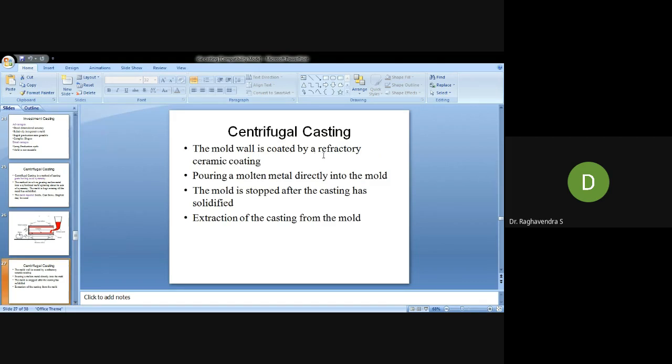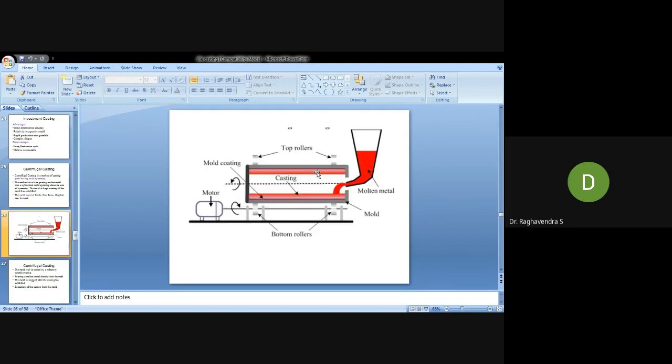The mold wall is coated with a refractory ceramic coating. Pouring of molten metal directly into the mold. The mold is stopped after the casting solidifies. Extraction of the casting from the mold. There is molten metal that keeps on coming here, and there is a coating for this to avoid the heating effect. Once they pour, they start. Once it solidifies, they remove this.